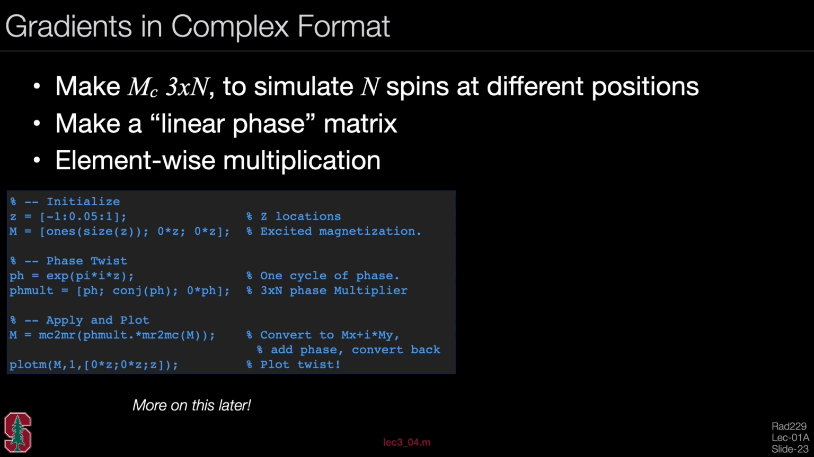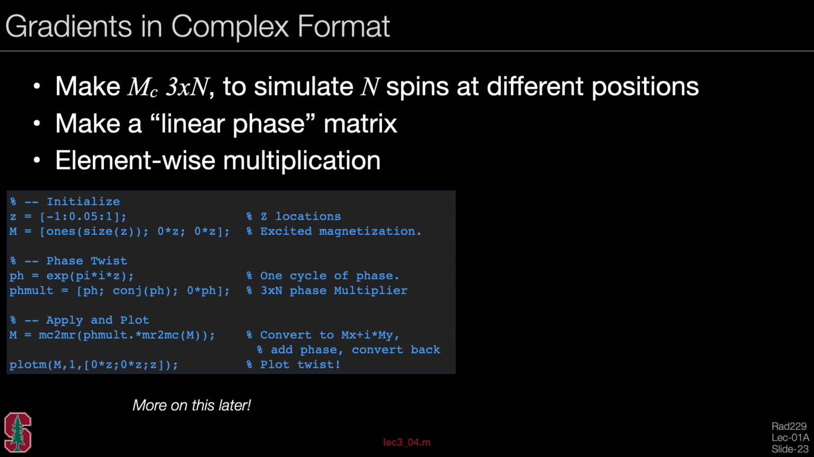So here is some MATLAB code to show you how you might apply gradients. I'll read through this and explain it. Here we have a range of positions or z locations from -1 to 1. We initialize the magnetization to be along mx here. Now we can take a phase twist, and we can make this phase twist a simple linear phase. So it's e to the power of i times pi times z. And this will give you one cycle of phase across the range of positions that we have.